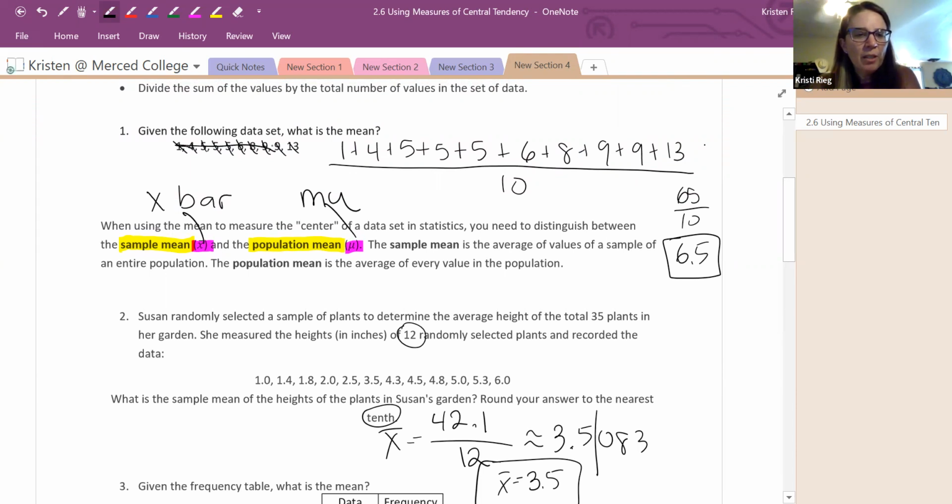Oh my goodness, I'm trying to use my new eraser button that I accidentally pushed all the time. There we go. Okay, so I'm looking at that data set.